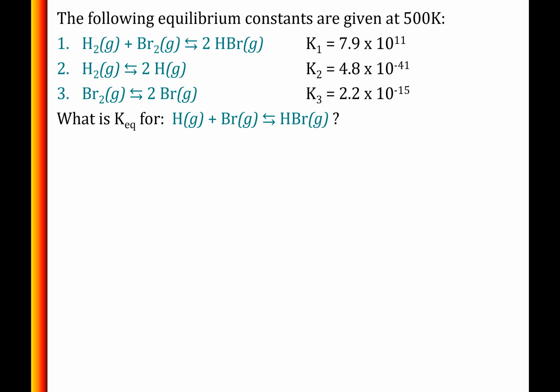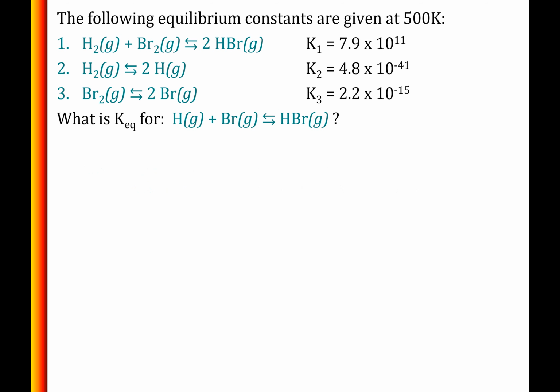Okay, so let's take a look at our equations. First, let's look at the target equation. We have hydrogen by itself, so not H2, just H, plus bromine, and again, not bromine gas, just Br, gives us HBr.